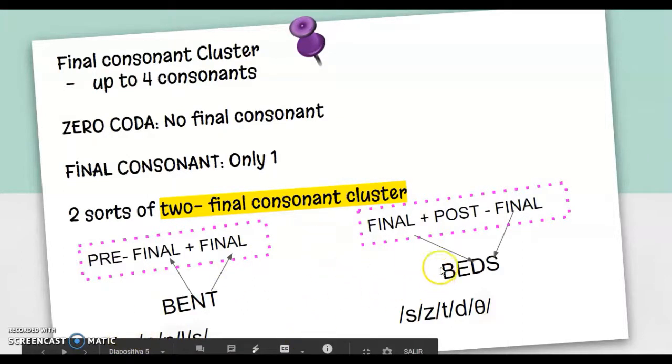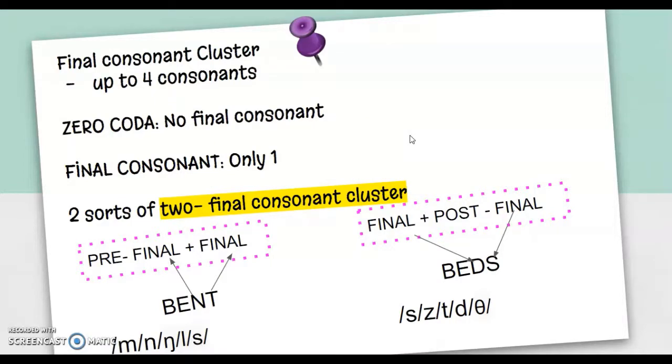I will try to move the arrow away so you can see them. Okay, there. So again, the pre-final consonants form a small set. They are m, n, ng, l, y, s. We can see these in words like bend, for example. You have the n sound there. Bump, bank, built, ask, for example.